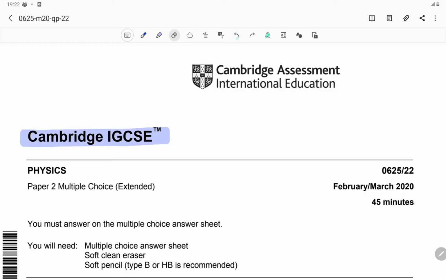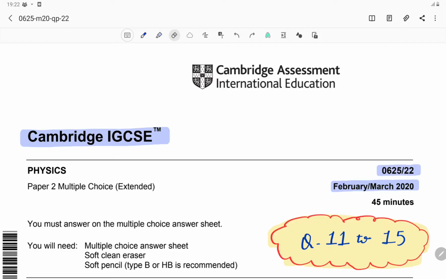Cambridge IGCSE, February March 2020, Paper 22. Solutions for question 11 to 15.